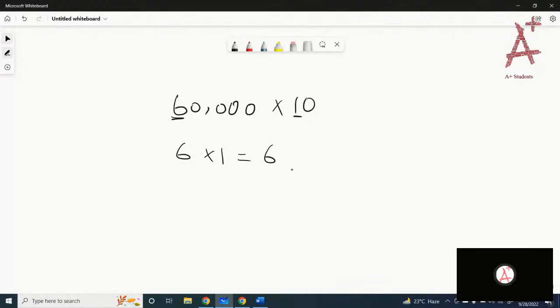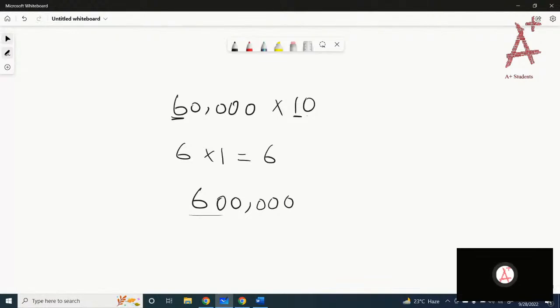And now you can count the zeros, 1 2 3 4, 1 2 3 4 5. All the zeros for both the numbers, they are 5. So the answer is 600,000. Got it? You don't need to multiply all the zeros. You just have to multiply the numbers and then you have to add the zeros with them. Got it?